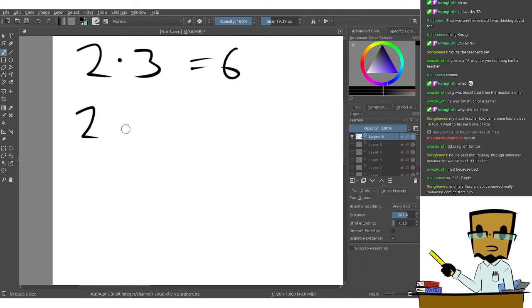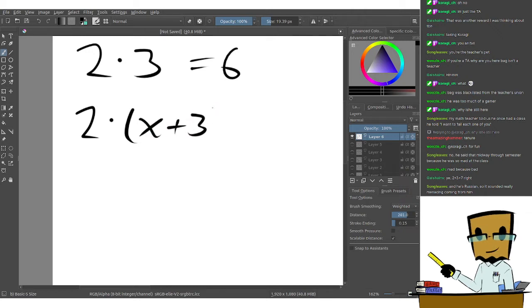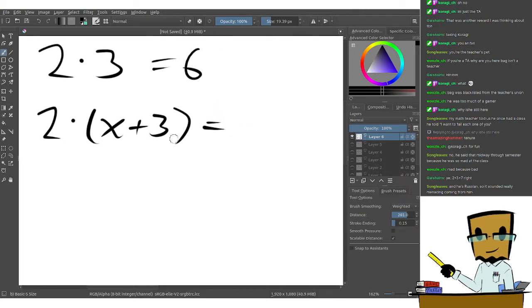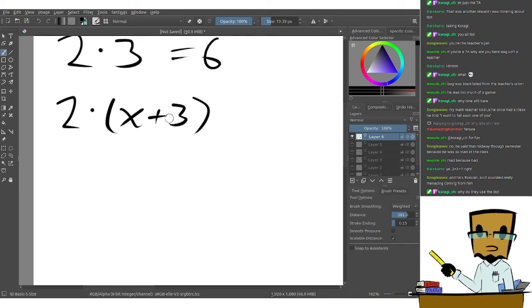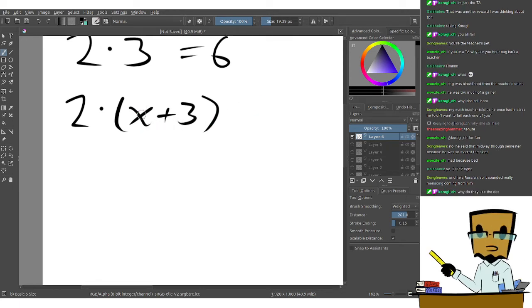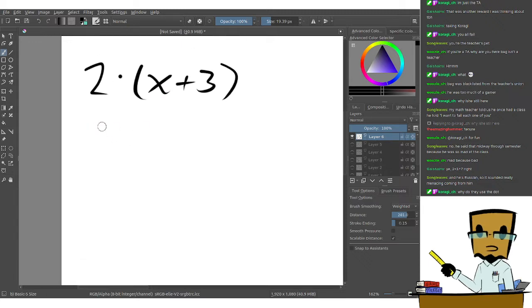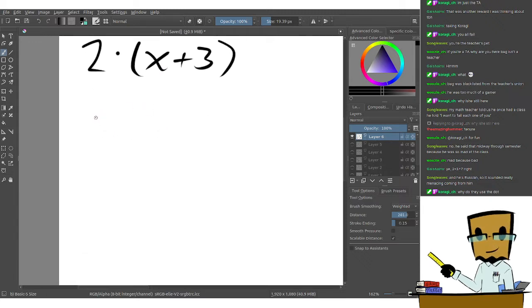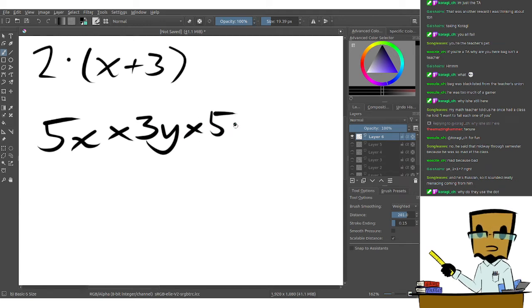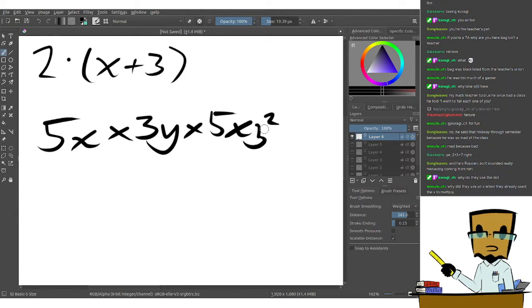But say we get something like this: 2 times x plus 3. So now we've gotta use that dot, because you got x's in algebra. If you do, let's see, 5x times 3y times... 5xy squared. Then, yeah.